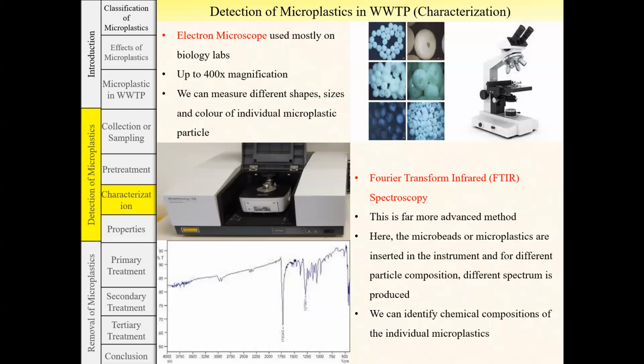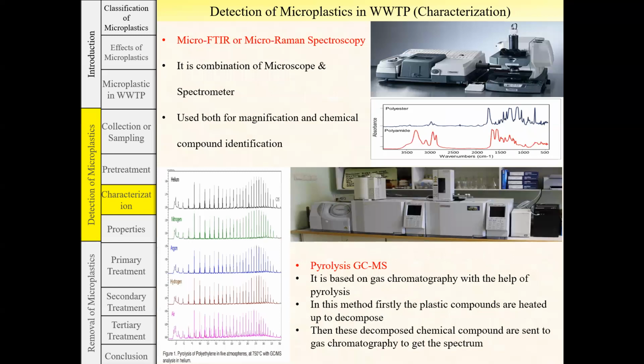The next method for characterization is micro FTIR or micro Raman spectroscopy. It is basically a combination of a microscope and a spectrophotometer. The previous two methods are combined into this third method.